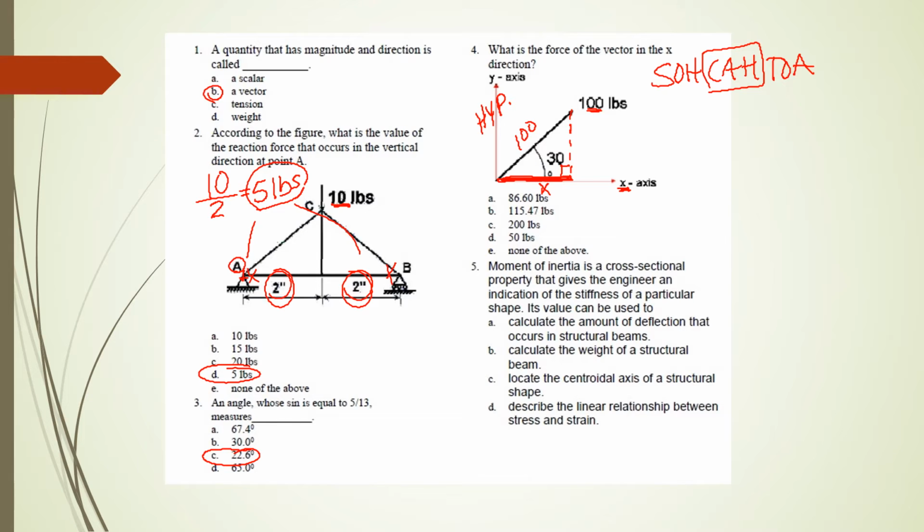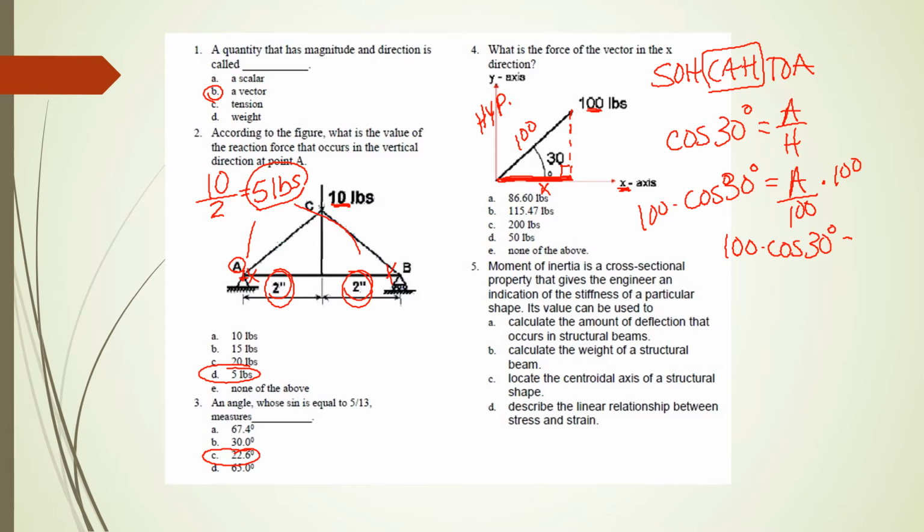So to set this up, cosine of 30 degrees is equal to my adjacent over the hypotenuse. So cosine of 30 degrees is equal to adjacent, which we don't know. The hypotenuse we do know is 100. So what we're going to have to do is get A by itself, and the only way to do that is multiply this side by 100 and this side by 100. So 100 times the cosine of 30 degrees is going to give you a length of 86.6. So my answer is A, 86.6 pounds.